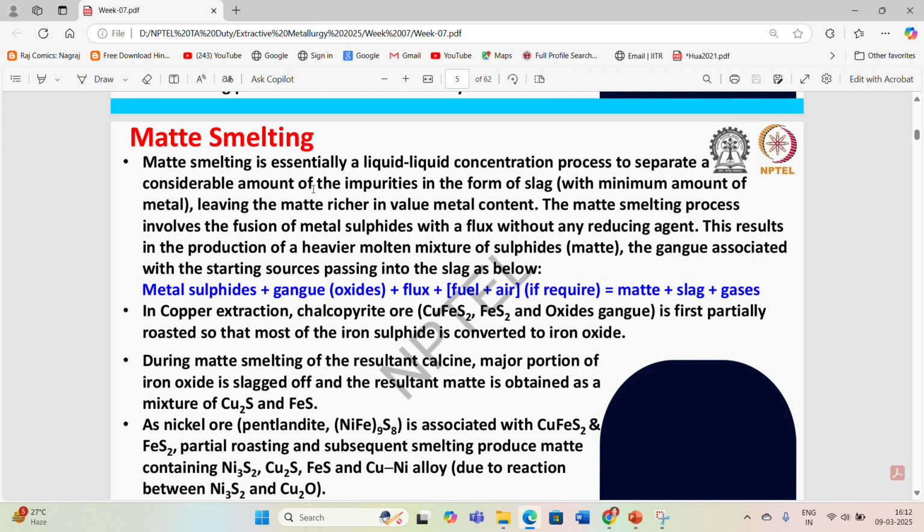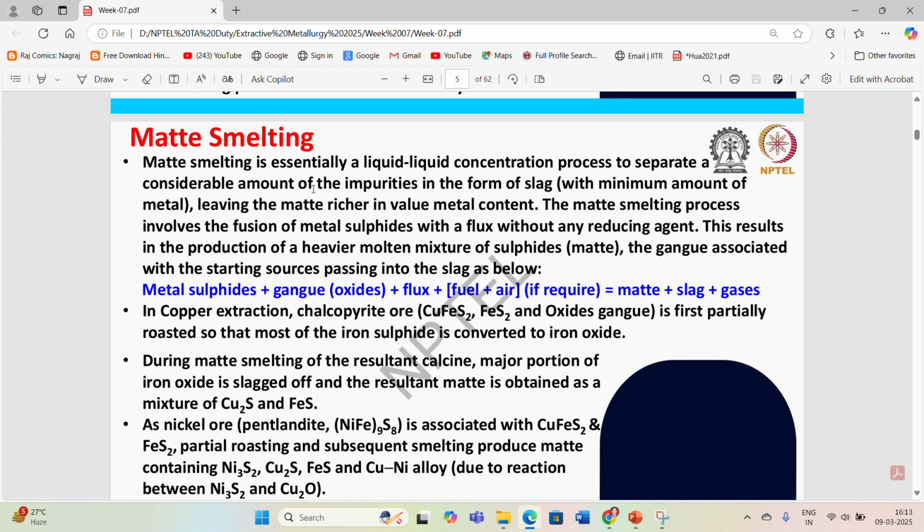We are not providing any reducing agent because, as we already discussed in previous week lectures, reduction of metal sulfides with the help of hydrogen or carbon is not economically possible. Sometimes the reactions are not feasible, and sometimes the byproducts generated during those reactions are not valuable. So we do not go for that process in an economical manner. This results in the production of a heavier molten mixture of sulfides, known as matte, with the gangue associated with the starting sources passing into the slag, as below.